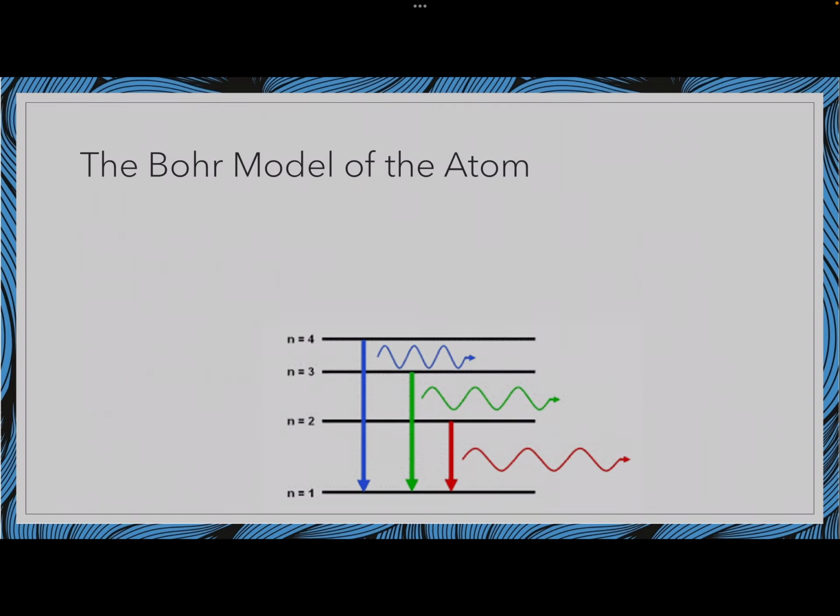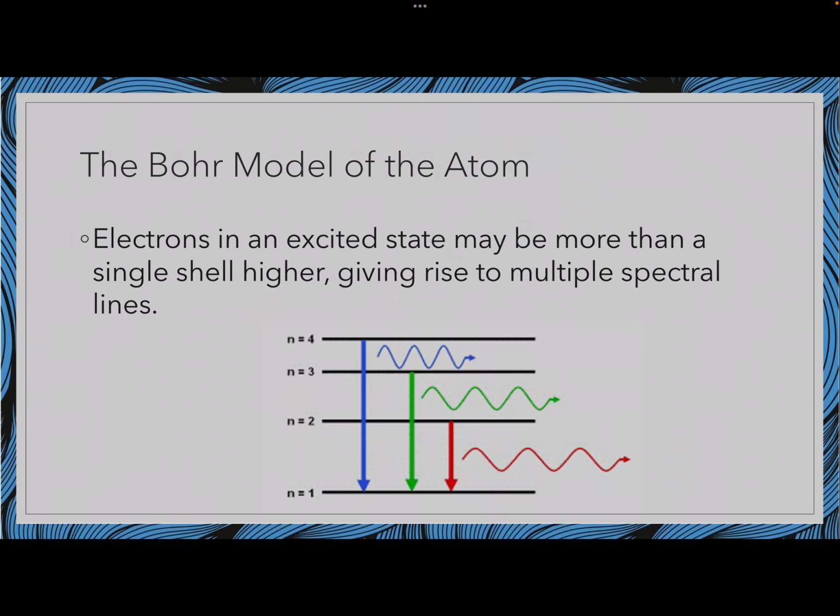Now, electrons in an excited state may be more than a single shell higher, giving rise to multiple spectral lines. We saw back at those spectral lines that there were lots of different types. They can come from an electron getting excited up from the ground state. So let's look at helium again.